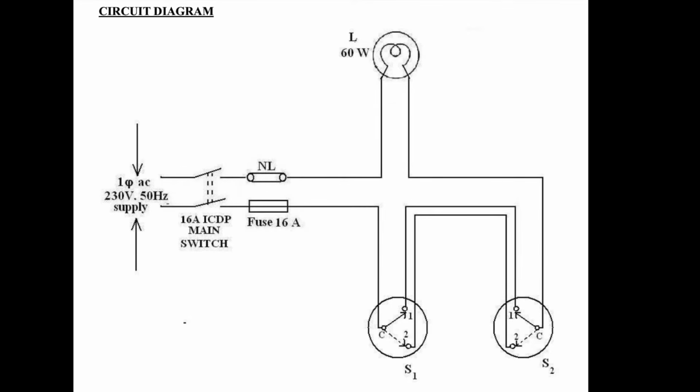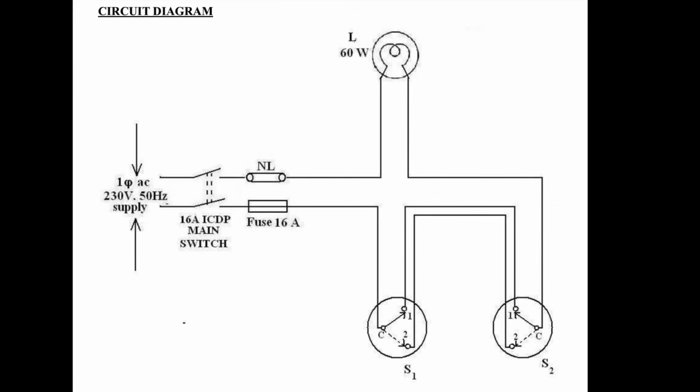Okay, so C1 condition means there should be a connection between the point C and the terminal 1. So for both switch S1 and S2, there should be a connection between point C and terminal 1. Then only that particular circuit will get complete, and hence the current reaches the lamp.